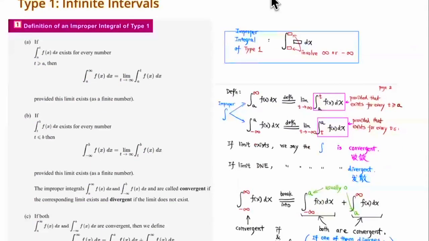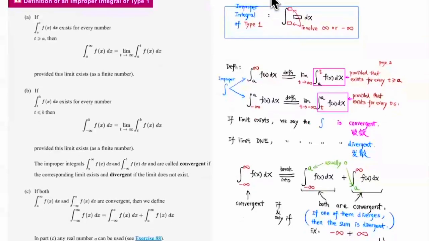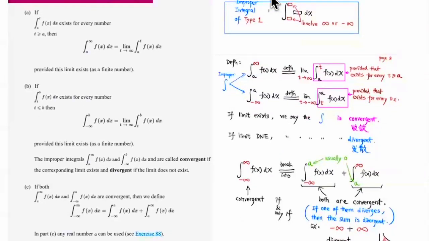Then the way that you do it is you replace that infinity or negative infinity by t, and let t go to that. So in this case here, t goes to infinity. So it's the limit of this proper integral, when t here is a real number. So this is a proper integral. This is an improper integral. This improper integral is the limit of all those proper integrals as t goes to infinity, providing that this integral exists for every t greater than or equal to this a. If the limit exists, we say that integral is convergent. If the limit does not exist, we say that integral is divergent.